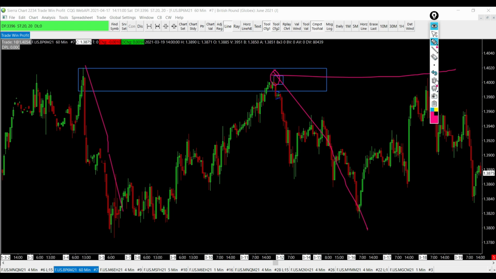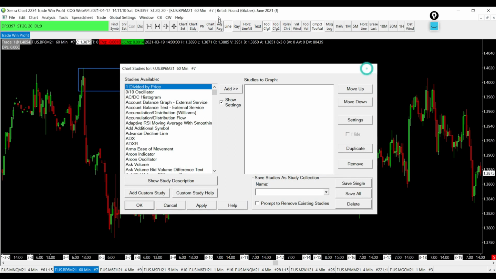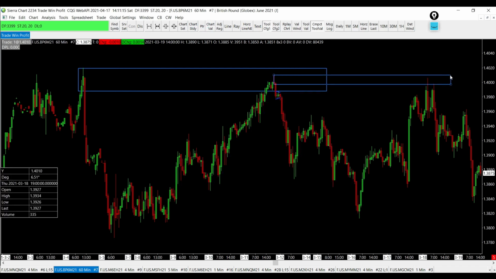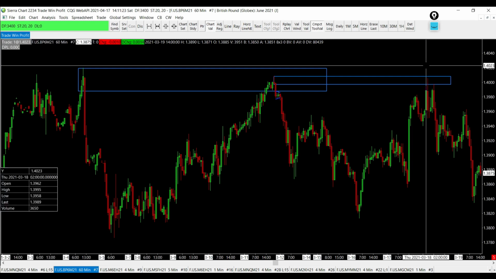So let me erase all this right here, and then let's draw another zone. What we're going to do is basically this last candle right here, we're going to draw a zone. So this candle right here, let's draw a zone. And we're waiting for price. We're waiting for the 60-minute chart to hit this zone, and notice how we hit that zone. So let's go to that 5-minute chart right now.